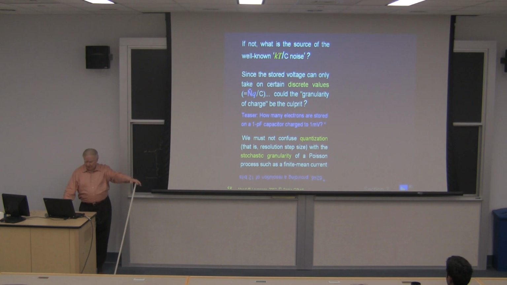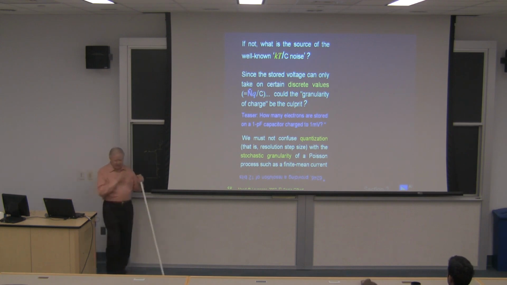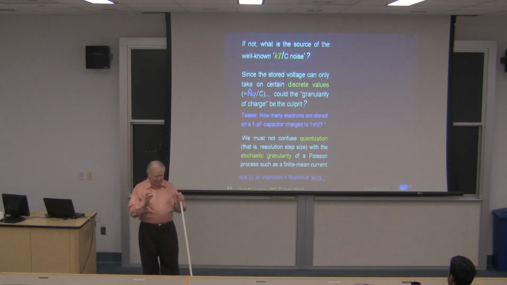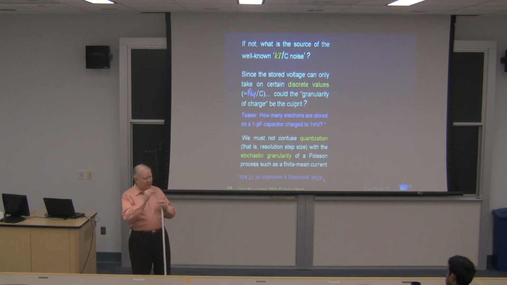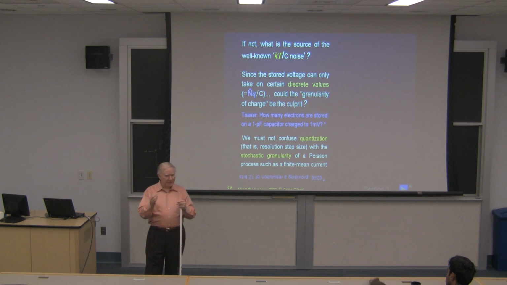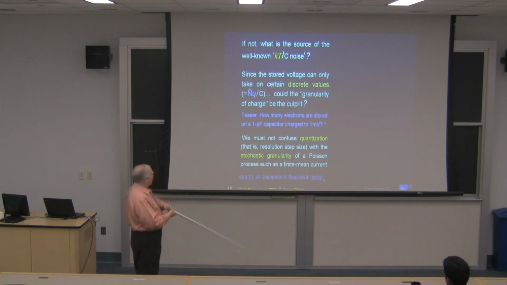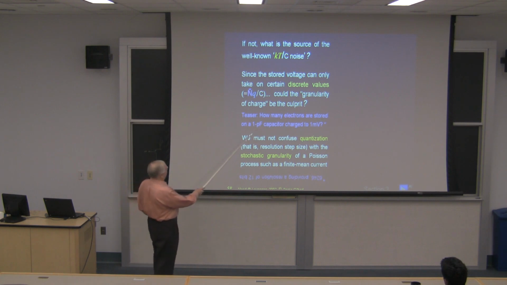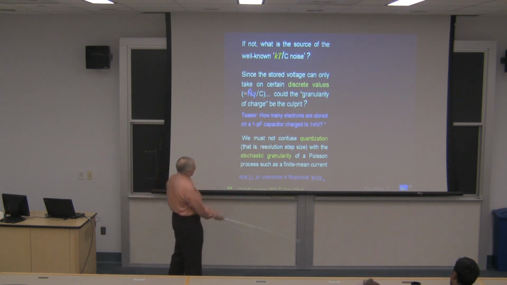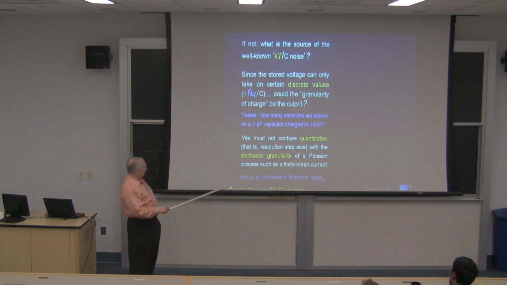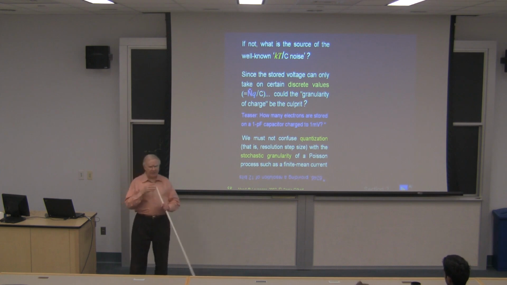Now, sometimes the question comes up, what is KT upon C? Aren't capacitors noisy? One of the things worth thinking about a little bit is that since the charge on an electron is a discrete quantity, we can only change the voltage by discrete jumps, because we add or subtract 1 electron at a time. So if we ask how many electrons constitute a millivolt stored in 1 picofarad capacitor, the answer is 6,250, about 12 bits worth. So that tells you something about the granularity of charge.